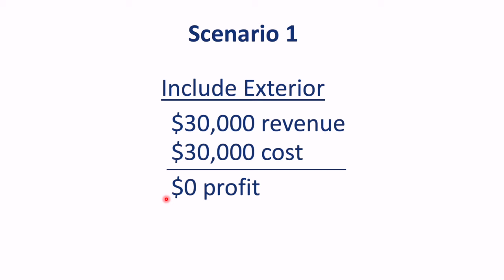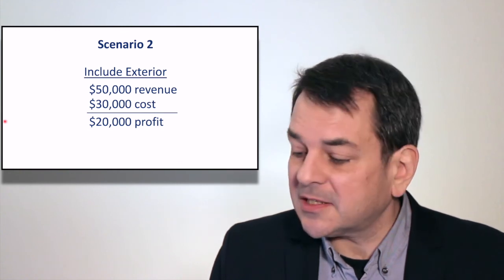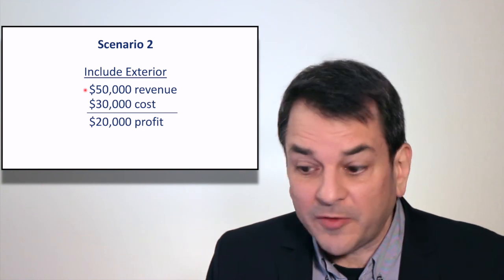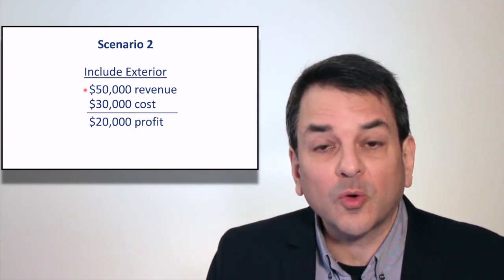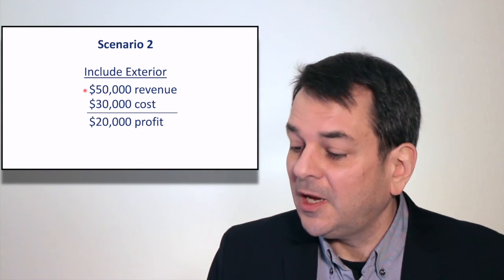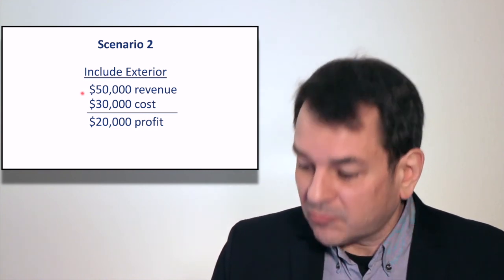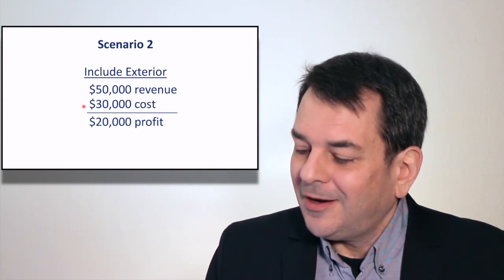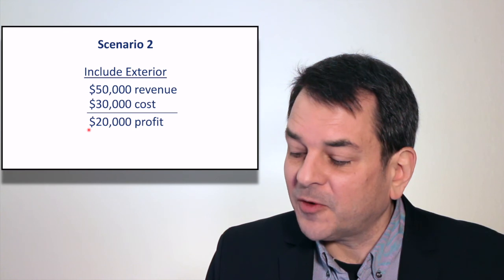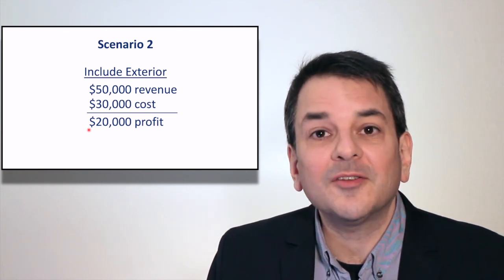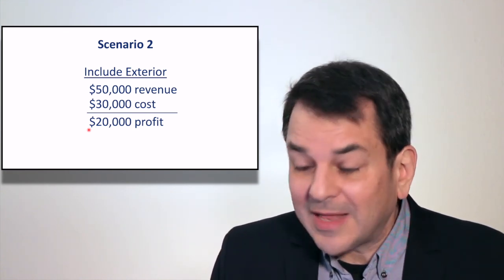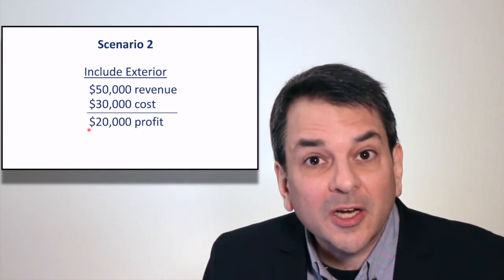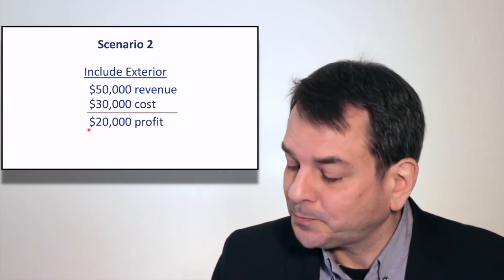But let's look at scenario two. So say we do research and analysis, and it suggests that we're going to get an additional $20,000 in revenue by doing the exterior, bringing our total revenue to $50,000 in the first year. And our costs are $30,000, the $20,000 for the interior, $10,000 for the exterior. Here, we've doubled our profit from the original. The profit is now $20,000. From a financial standpoint, that is a great incentive. So we'd most likely say, yes, let's include the exterior. We're going to make a bigger profit.